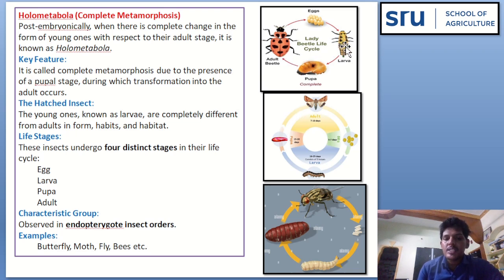The hatched insects, known as larvae, are completely different from the adults in form, habits, and habitat. This insect undergoes four distinct stages in its life cycle, that is egg stage, larval stage, pupal stage, and adult stage. And this type of development is observed in Endopterygota insect orders. Examples: butterflies, moths, flies, and bees, etc.